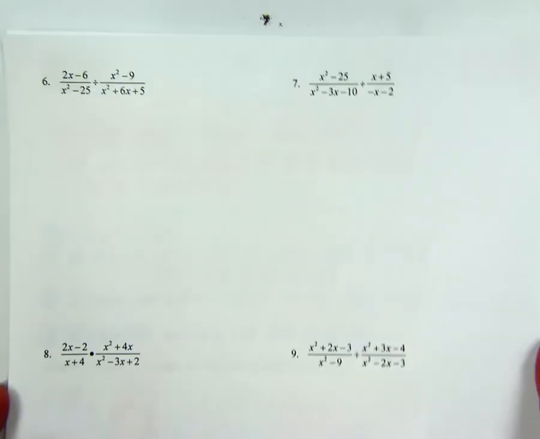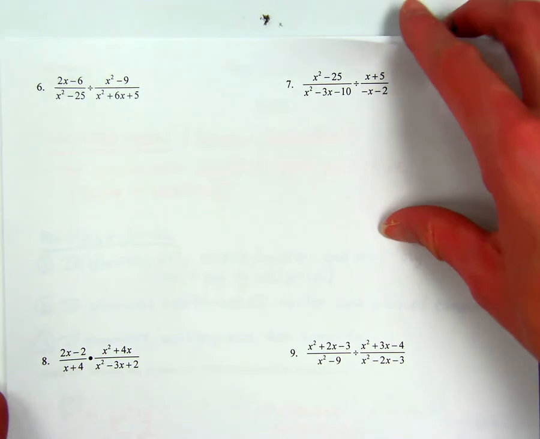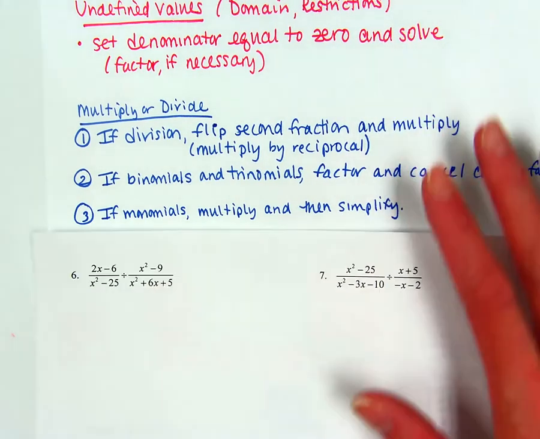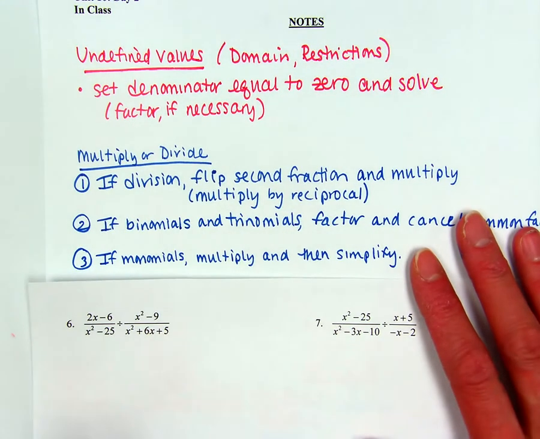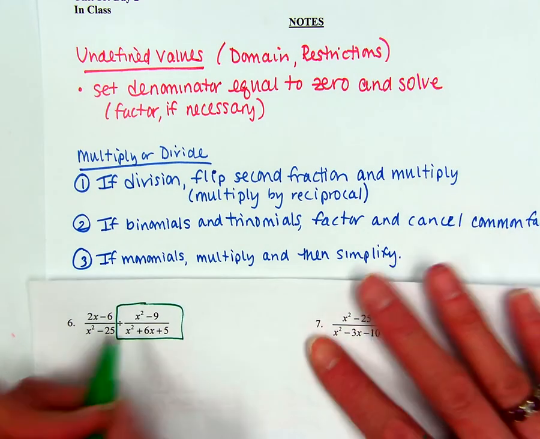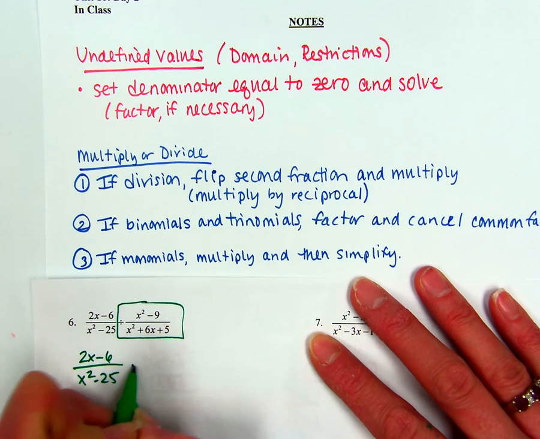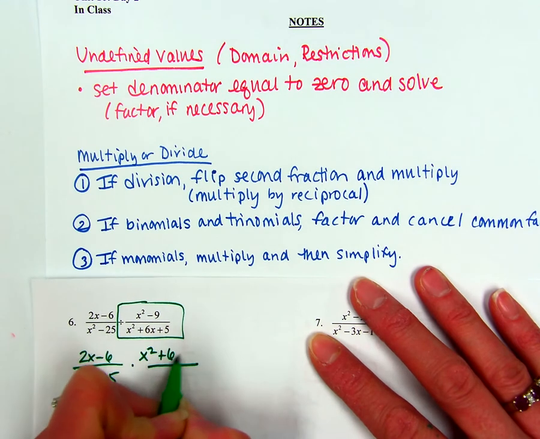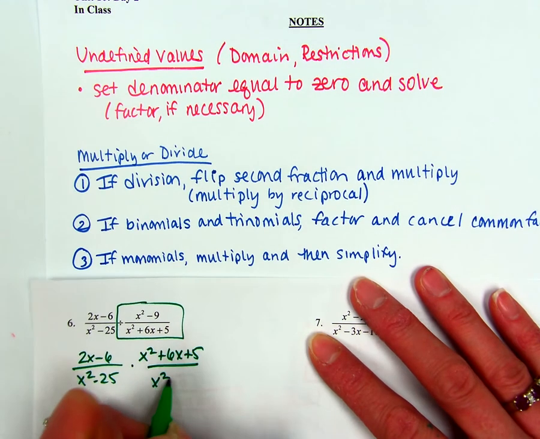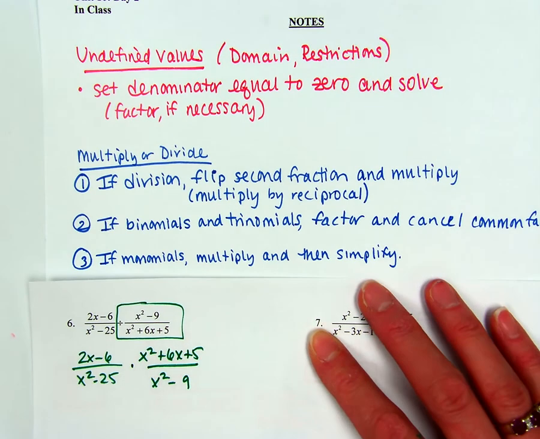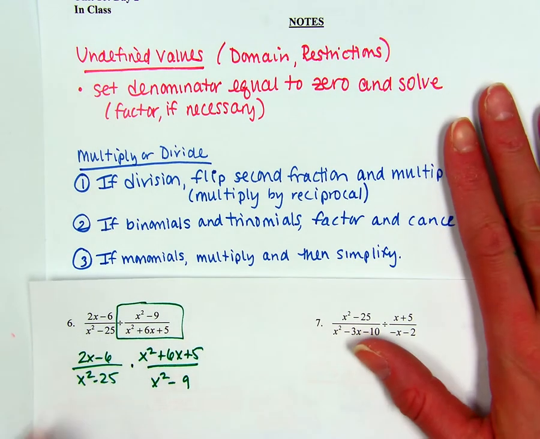Then you're all done. All right, flip back to the other side. Okay, so problem number 6. This time we do have division. So if we look back at our rules, if it's division, we're going to flip the second fraction. So you're going to take this and you're going to flip it. So keep the first one as is. We're going to change it to multiply by the reciprocal. Then you're going to look for anything at all that can be factored.